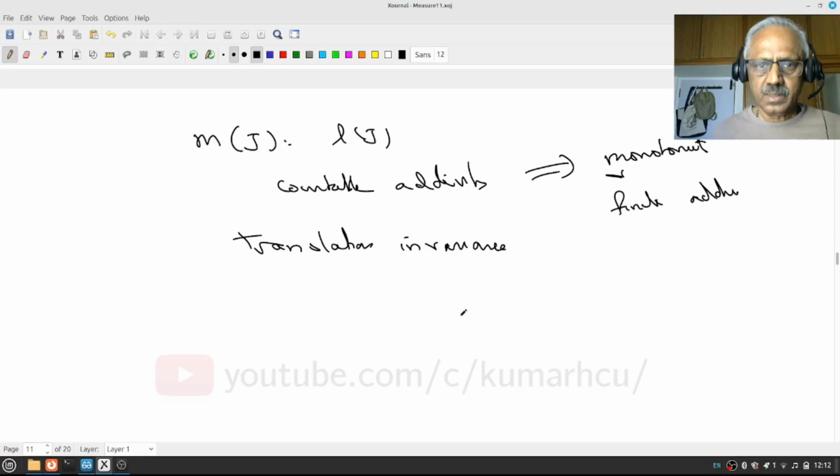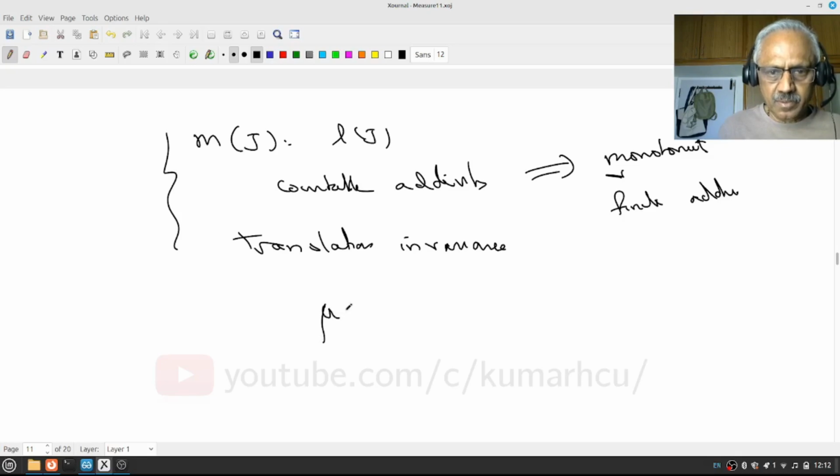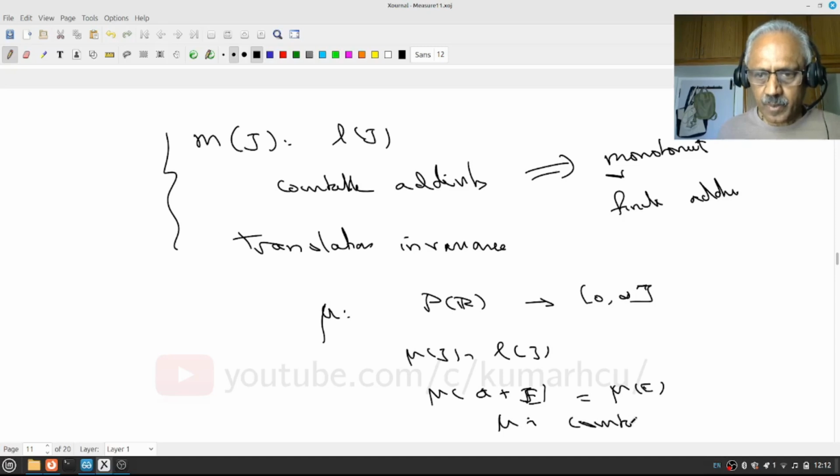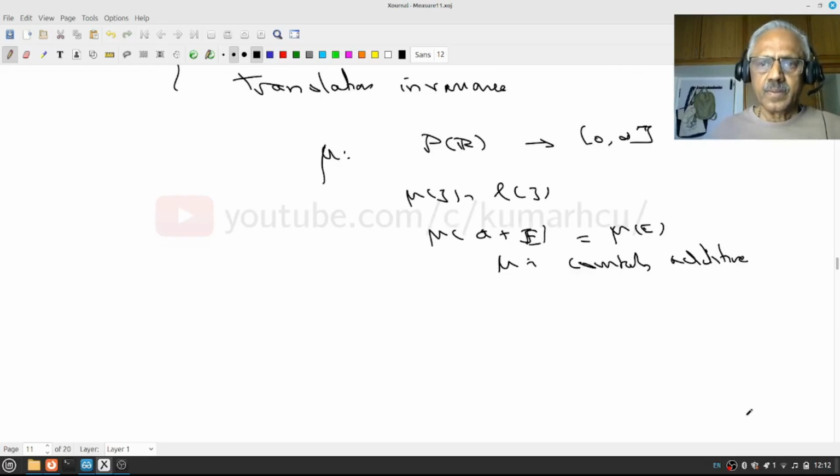All right. So with these three things, if I have any function mu from P of R to [0, infinity], which has all these three properties, that is, mu of J is the length of J, mu of a plus E is mu of E, and mu is countably additive, then there will always be a non-measurable set.